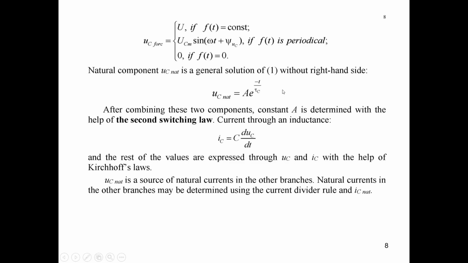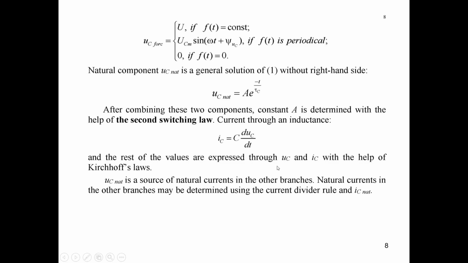The natural component does not depend on the type of F of t, and at all times it is written as the product of an integration constant and the exponential function e to the minus t over tau C. This integration constant should be determined from the second switching law, from the condition UC(0 minus) equal to UC(0 plus). Current through the capacitance is determined as follows: it's C duC by dt.